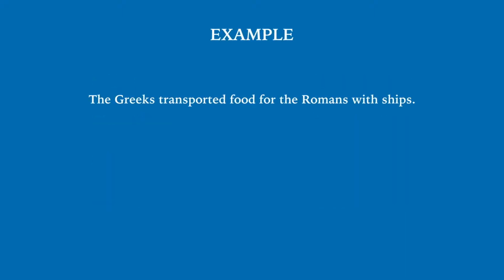Now, if we were to write this in Latin and just use the nouns as we find them in the common entrance vocab list, our sentence would look like this. Graecus portabant cibus Romanus navis. Now, this makes absolutely no sense in Latin because nouns in vocab lists are given in the nominative singular case.